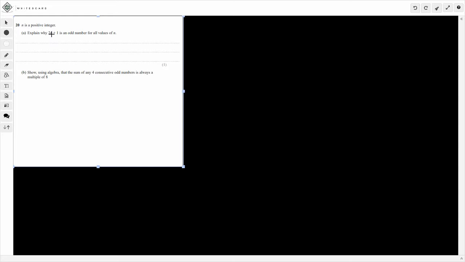So for example, if I put n is 5 in here, 2 times 5 is 10, plus 1 is 11. 11 is odd, right? If I put 3 in here as n, 2 times 3 gives me 6, plus 1, 7. So it doesn't matter if you put an odd or even n value in here, it's always going to come out odd. So you've got to think about why that happens.